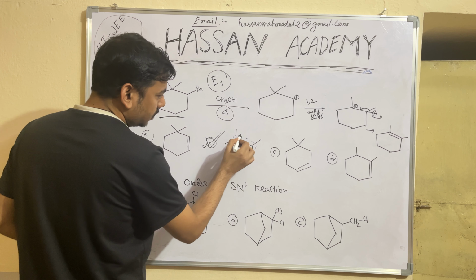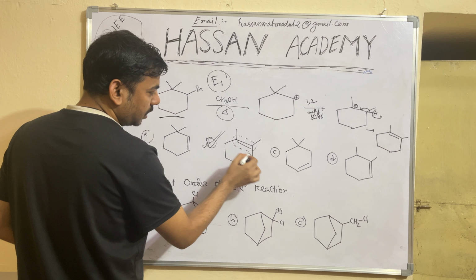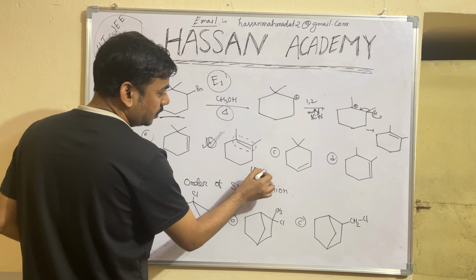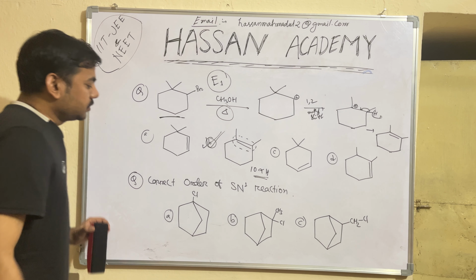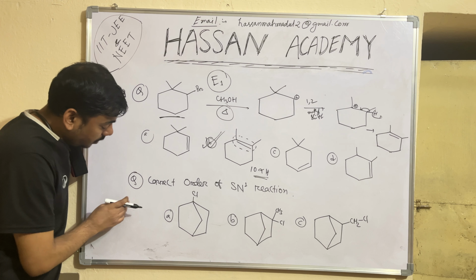Okay, 3 plus 3 is 6, 6 plus 2 is 8, 8 plus 2 is 10. 10 alpha hydrogen is there. Okay, anyway, let's go for question number 2, the second question.